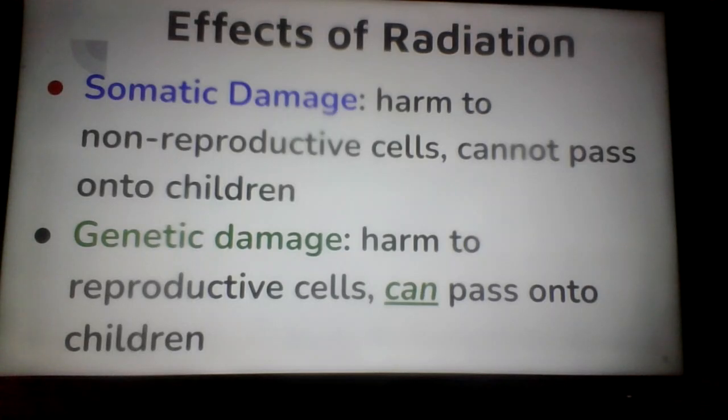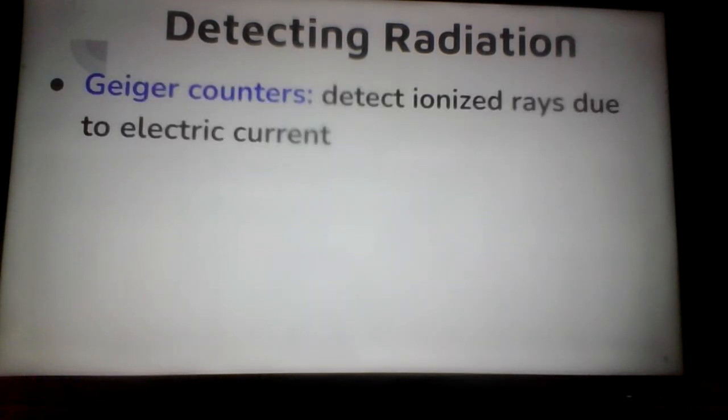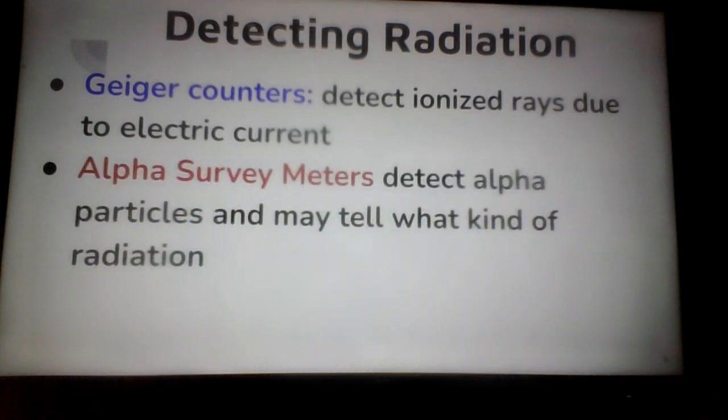Ready? Because we're almost done here. How can we detect radiation? Well, here are three common devices. There are others, but here are three commonly used devices that may help scientists detect radiation. A Geiger counter detects the ionized rays in which the atoms may have lost or even gained some electrons to become ions. And this happens because of electric current. So Geiger counters will measure electric activity, and if there's a little too much, the Geiger counter is going to let you know. And then the scientists trained to deal with that will know what to do.